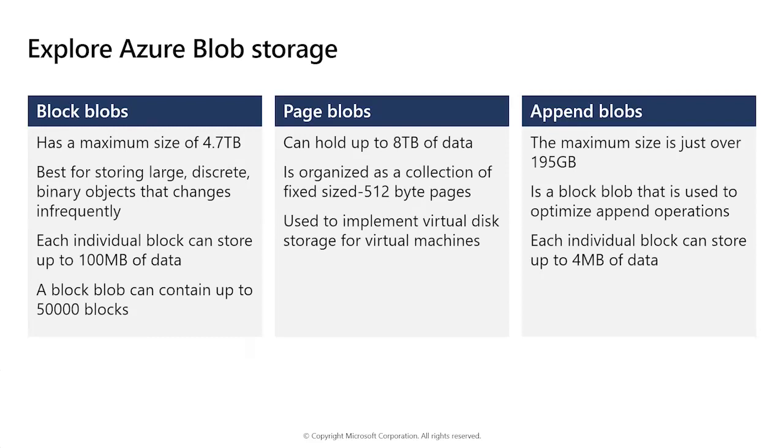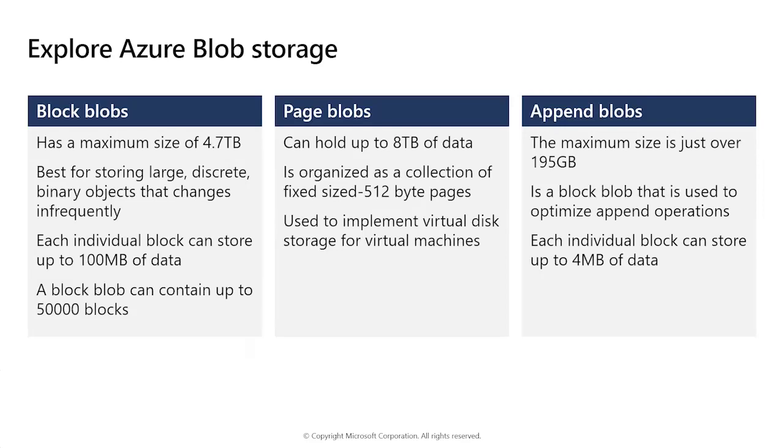Now, a page blob is organized as a collection of fixed size 512-byte pages. And so a page blob is optimized for random read and write operations. You can fetch and store data for a single page if you need it. A page blob can hold up to 8 terabytes of data. And so Azure actually uses page blobs to implement the virtual disk storage for Azure virtual machines.